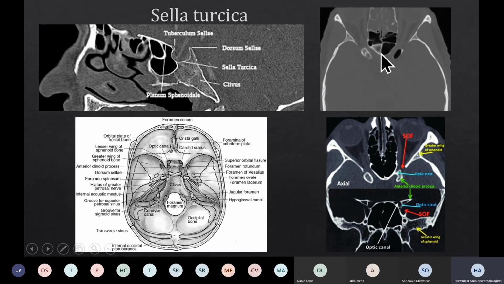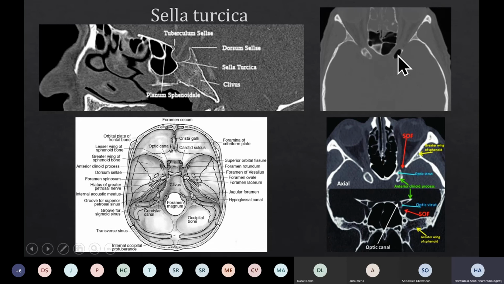So we have the tuberculum sellae in the midline here, which separates the anterior skull base in the midline from the sella. So this is the anterior skull base here in the midline, and then the sella would be somewhere here. So that's the tuberculum, and on either side of the tuberculum are the anterior clinoid processes.